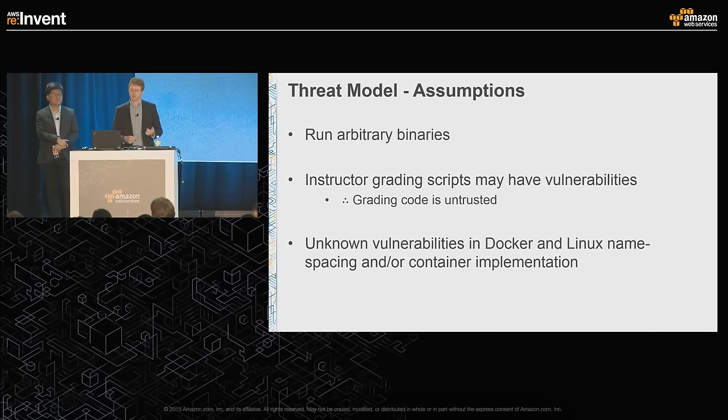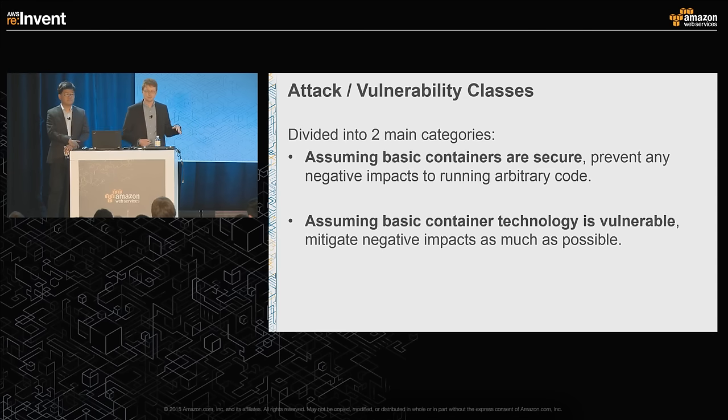Finally, although the Linux namespace implementation has been around for a few years, Docker is still a relatively new process, and so we assume that there are unknown vulnerabilities within the container implementation as of today. This assumption is also bolstered by the fact that the Docker website itself says this should not be trusted for containing untrusted code. Now, this last assumption ends up bifurcating the threats and vulnerabilities into two main categories.